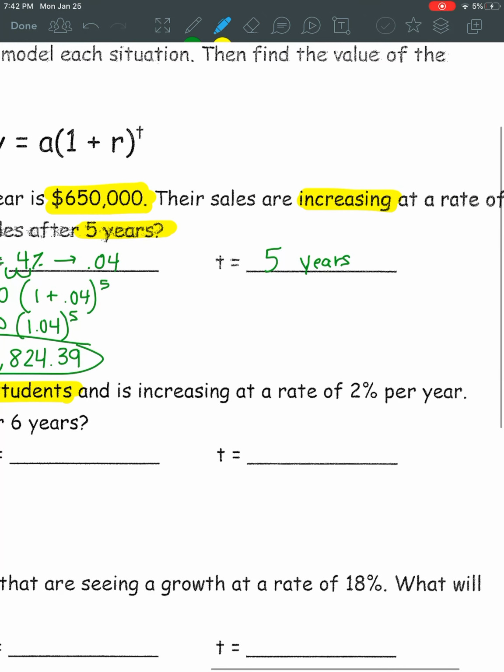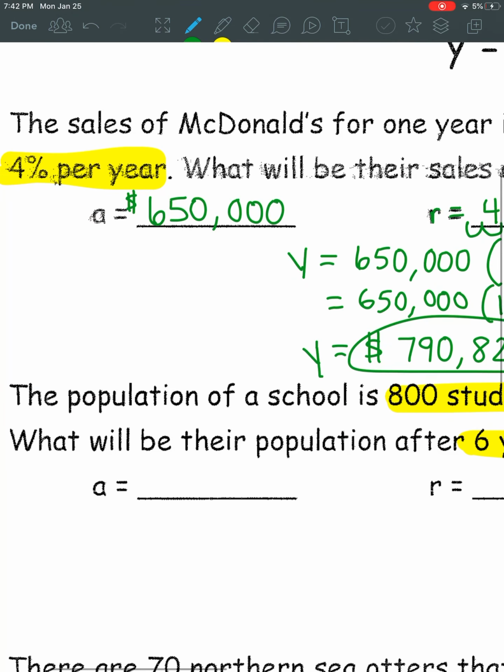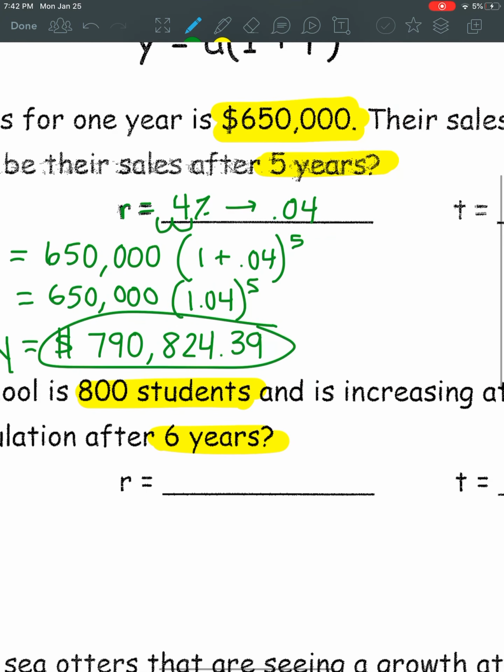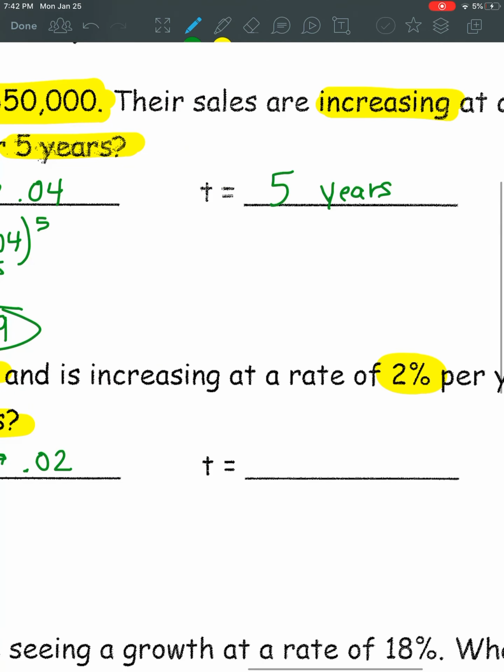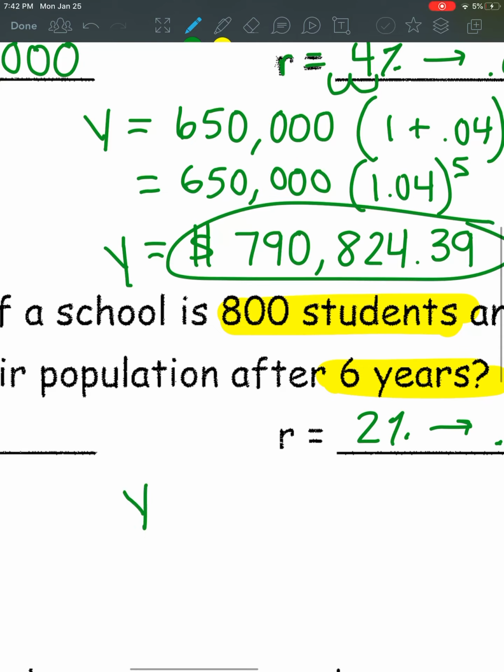Okay, let's do another one. We've got a population of a school is 800 students. It's increasing, so exponential growth at 2% per year. So where will the population be after 6 years? So again, all of our values. Our initial amount is 800 people. The rate is 2%. I'm going to change it right away, 0.02. And then the time in this one, we are going to figure it out after 6 years.